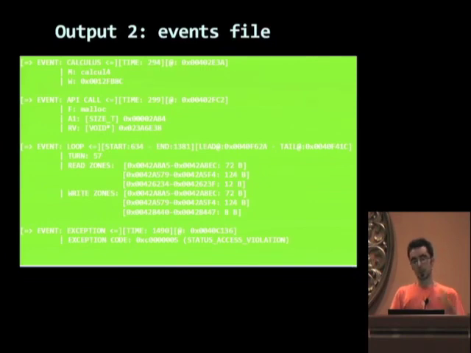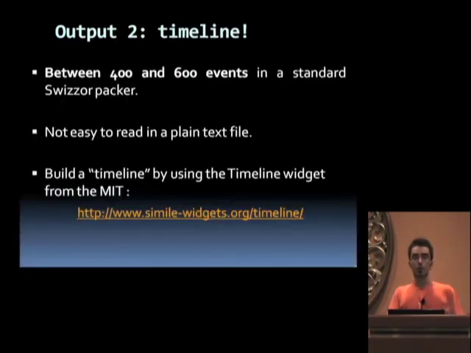So in a standard Switzer packer, when we collect this kind of events, depending on the binary, we have at least 400 events for a Switzer packer. So that's not so easy to read in this kind of plain text file.